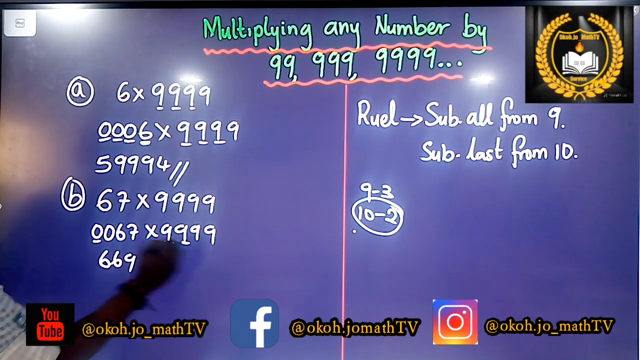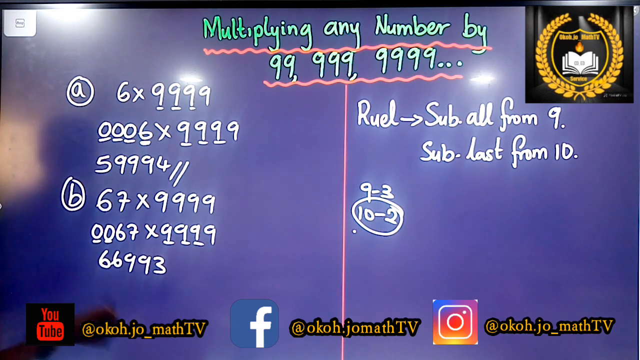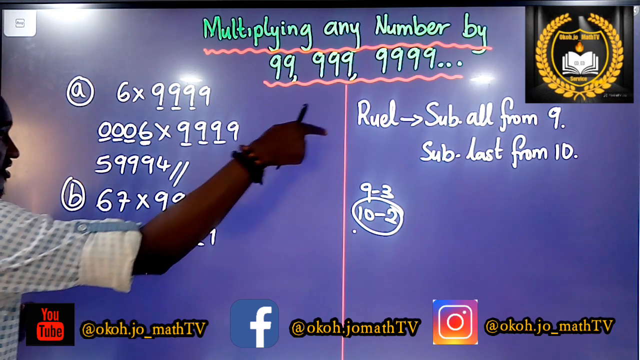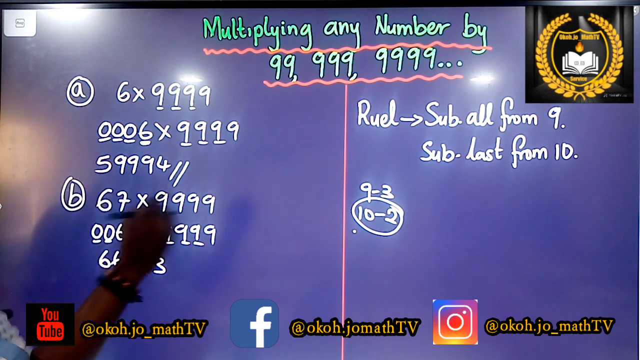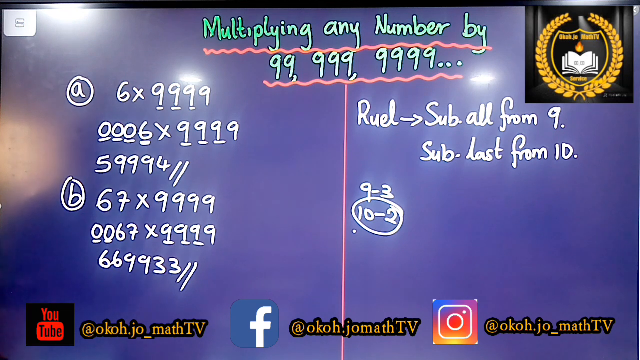Then 9 minus the second 0 is 9. Then 9 minus 6 is 3. At this point, we are taking 7 from 10 because it's the last digit. So 10 minus 7 is 3. And this is your final answer. You can see how pretty easy it is. Is that okay? So let's look at another one.